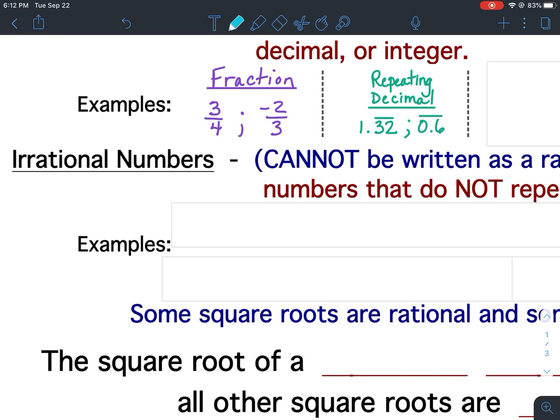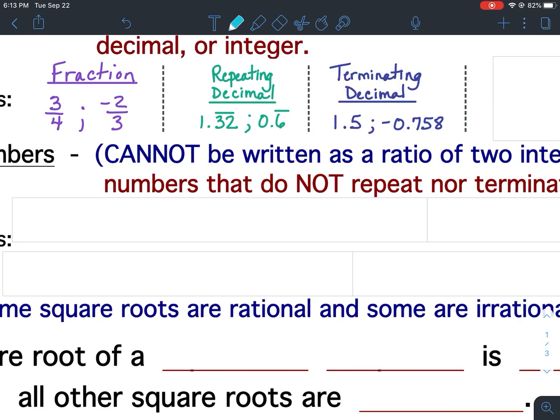The 0.6, sorry about that, that bar should only be over the 6. Let me fix that for you. Okay, so the 0.6, that means the 6 repeats forever. You might not know this, but that is the common fraction of 2/3. 2/3 as a decimal is the repeating decimal, 0.6.